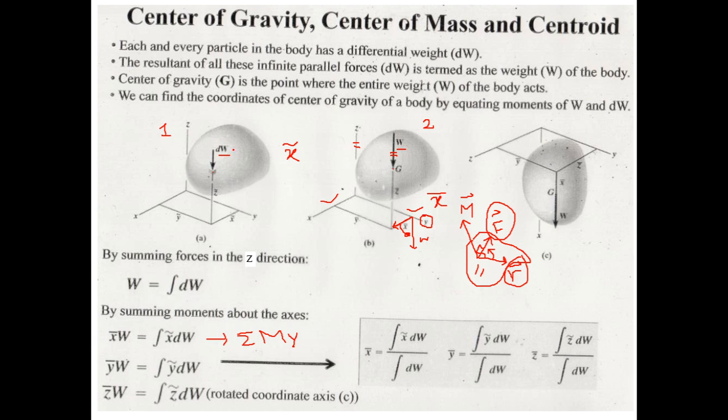Then this dw will also create moment about the y-axis, and its moment arm will be x tilde. You just join the tails, and this moment is also anti-clockwise, and it will be equal to dw times x tilde. But we know that there are infinitely many dw's present. There can be a dw here as well, and a dw here as well, and so on. Therefore, we have used an integration sign.